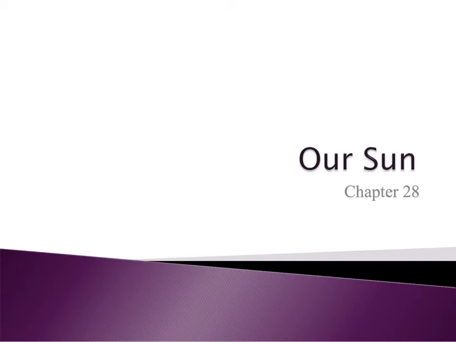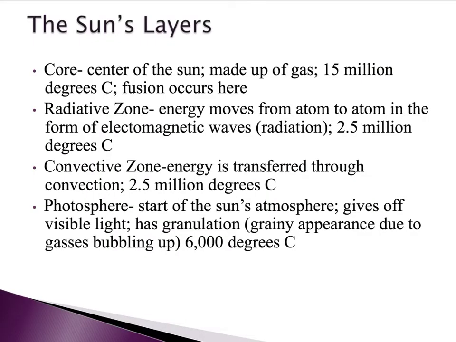Hello, this is a short lecture on our Sun. There are several layers in the Sun. In the center we have the core. This is made up of gas 15 million degrees Celsius. Because the temperature is so high and the pressure is so great, this is where fusion is occurring.